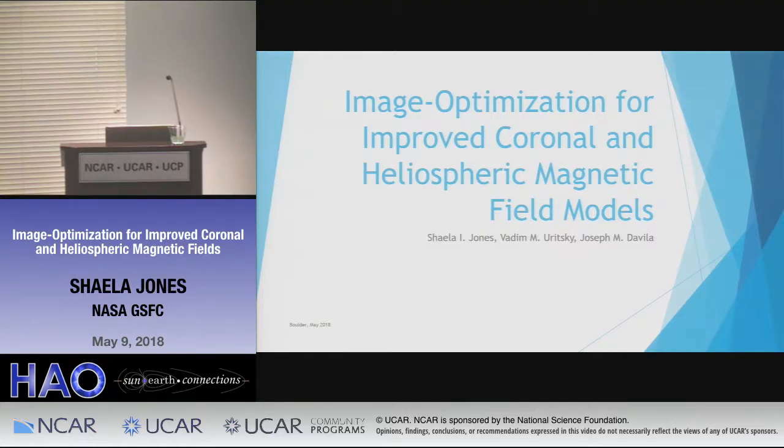All right, so thanks for giving me a chance to talk to you guys today. I'm here to talk about this new method that we've developed for using coronal images to improve coronal magnetic field models, and we call it image optimization.